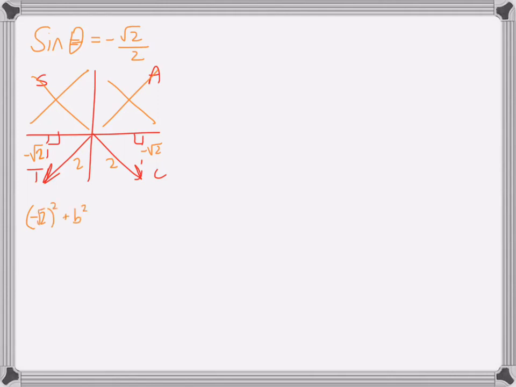So if I do Pythagorean theorem, it's going to be negative radical 2 squared plus b squared. We'll say x squared. We'll be a little more fancy. Plus x squared equals 2 squared. So if I square the radical, it goes away, so I'm just left with 2 plus x squared equals 2 squared is 4. Subtract the 2. X squared equals 2, square root, x equals radical 2.